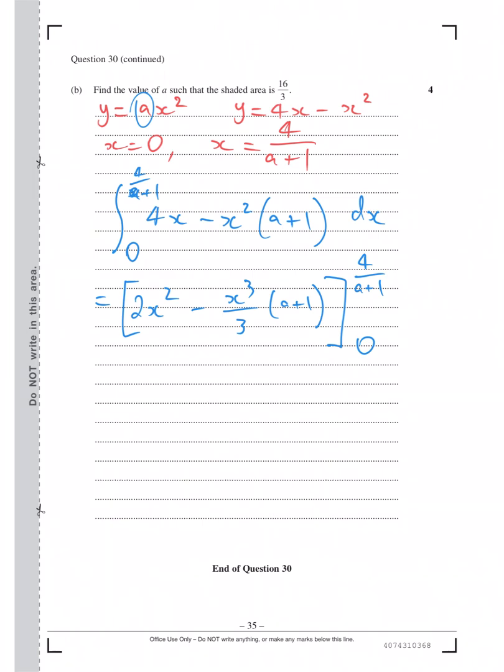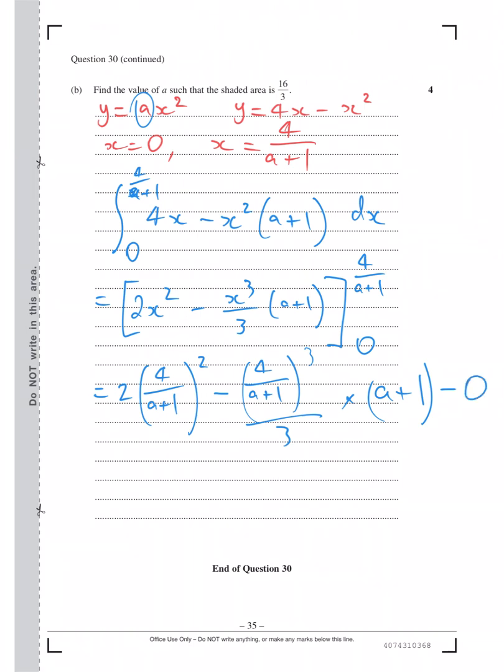Now I go ahead and do my substitution here. So I'm going to have 4 over a plus 1 all squared minus 4 over a plus 1 all cubed over 3 multiplied by a plus 1. And then that's all going to be minus 0. I'm going to write minus 0 there, because when I substitute 0 in for x here, I get 0. When I substitute x in here, I also get 0. I just get 0 times a plus 1. So I'm going to acknowledge that that is minus 0.